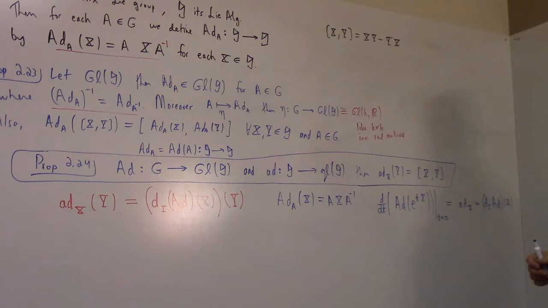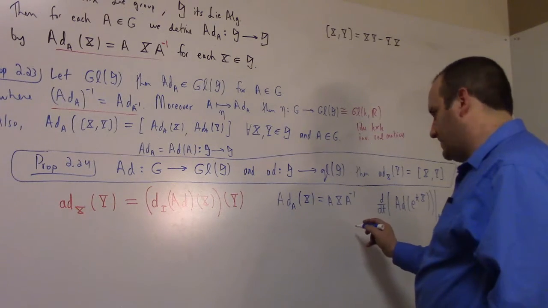Differentiate to find the tangent vector and put t equal to 0 after that. Okay, sorry. And then what does he do? Oh, ad is acting on y, so you have the derivative. Right, so e to the tx, y, e to the negative tx.